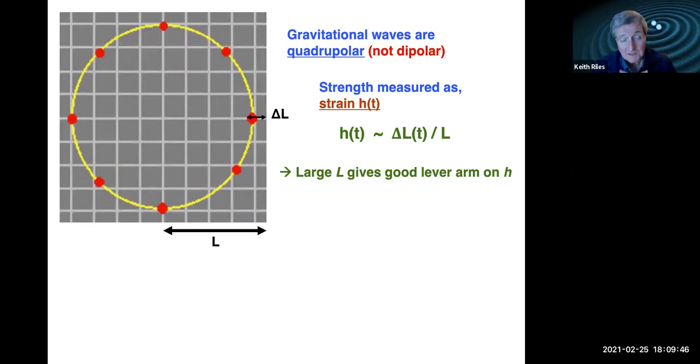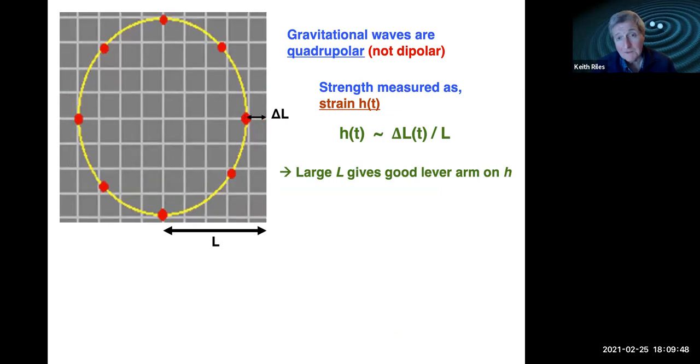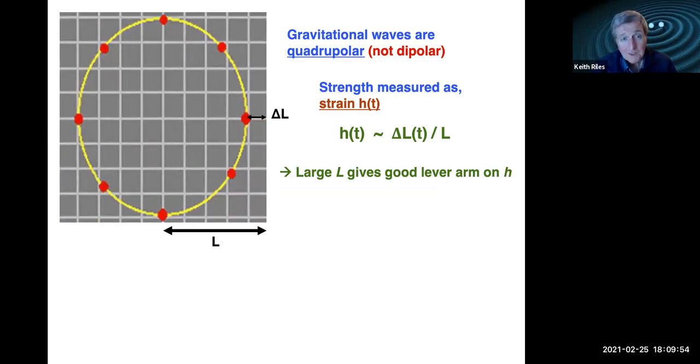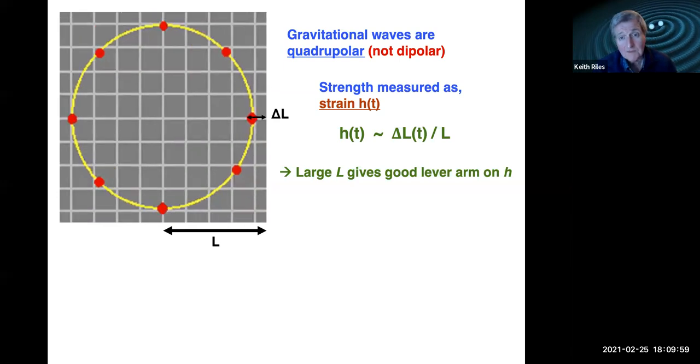If you've taken physics 405, you may have been exposed to some of the higher order modes of radiation beyond the dipole that we're more familiar with. So dipole radiation doesn't exist in general relativity for gravitational waves.